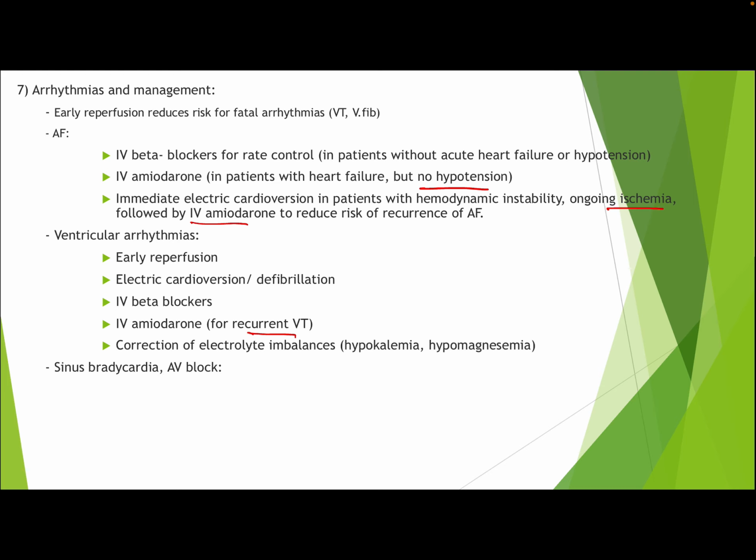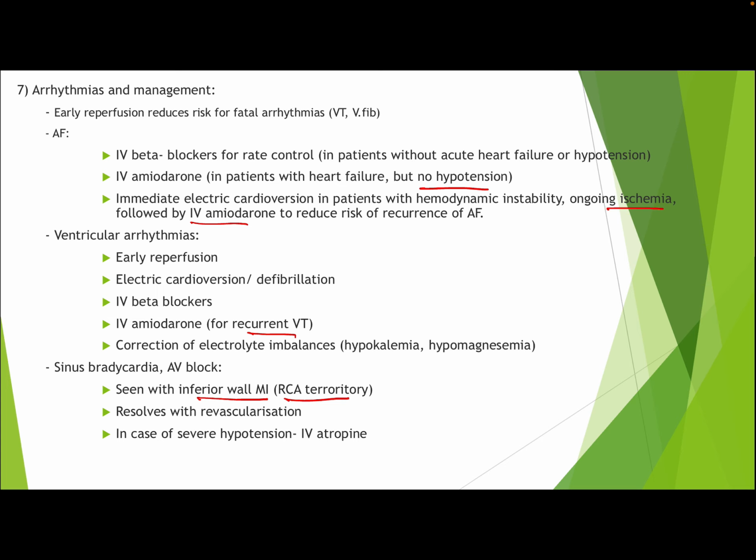Next type of arrhythmia that we can find is sinus bradycardia and atrioventricular blocks. Usually we see these with inferior wall MI because these are in the right coronary artery territory, and the right coronary artery also supplies the sinus node and the AV node. So inferior wall MIs are usually associated with bradycardia and blocks, and these usually resolve with revascularization. In case of very severe hypotension, you could also consider IV atropine to increase the heart rate.